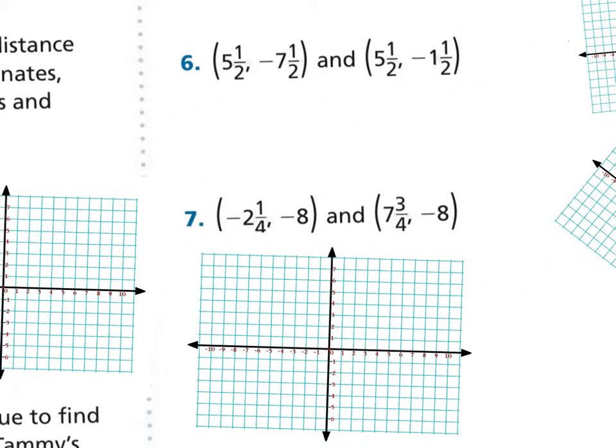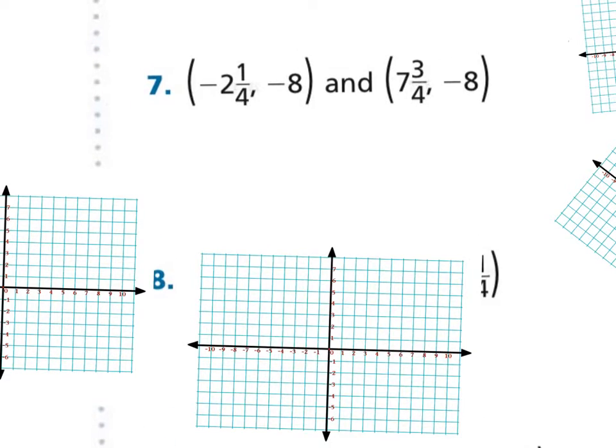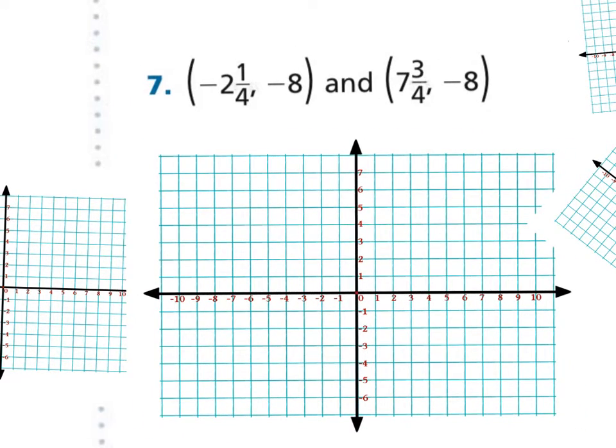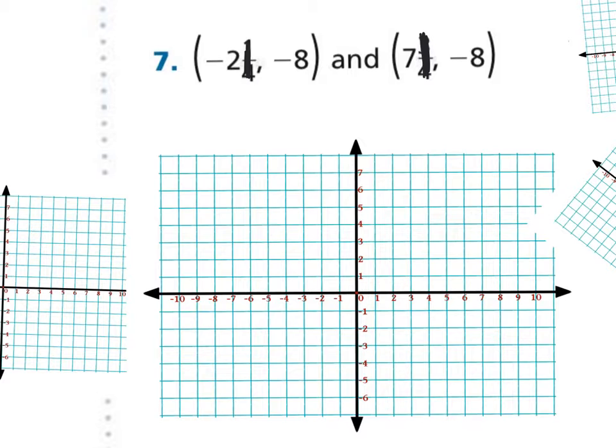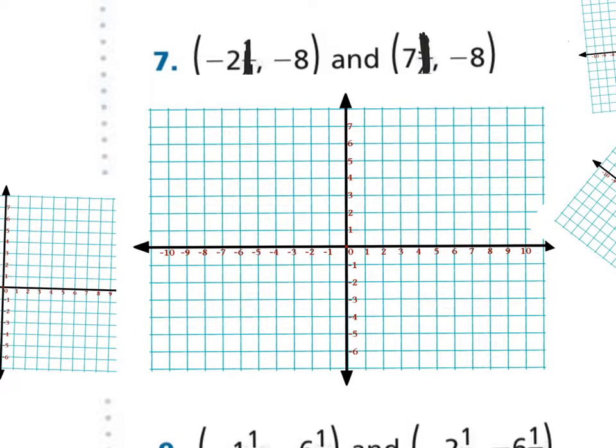So if we look at number 7, same idea. I'm just going to go ahead and ignore the fraction parts here just to simplify things a little bit. So -2, -8 is actually going to be just off my chart here, so we'll have to imagine a little bit. -2, -8. My chart only goes to -7. And then 7, -8. So both of those are off the chart, just barely.